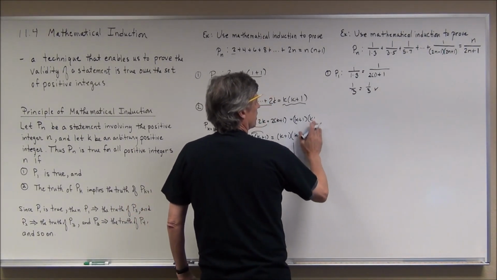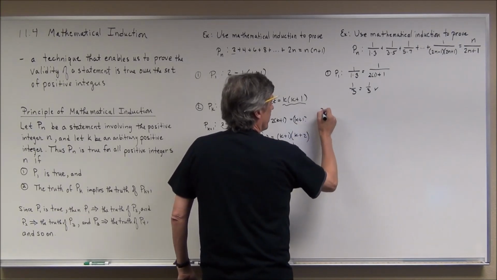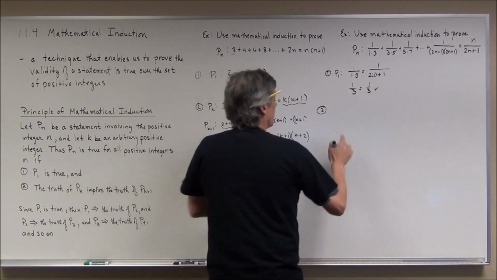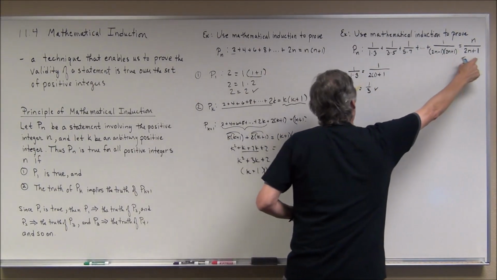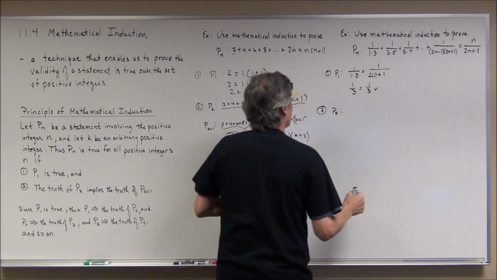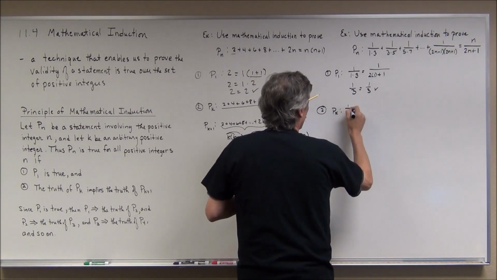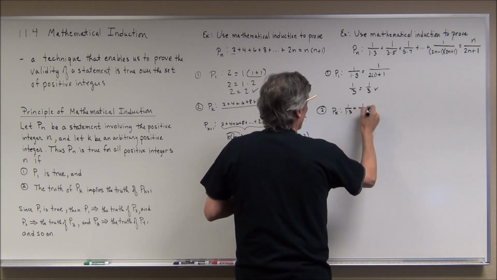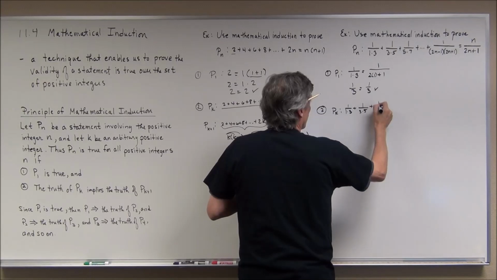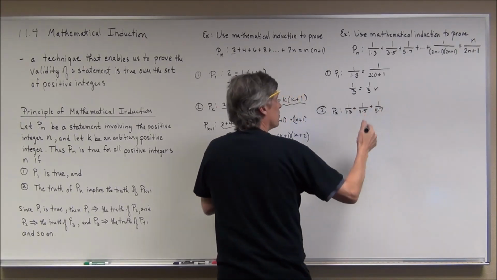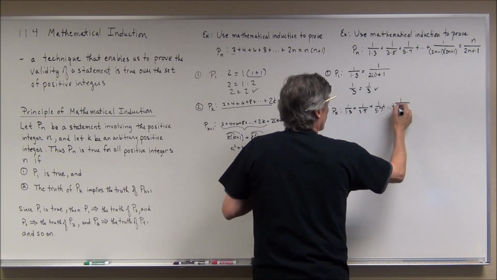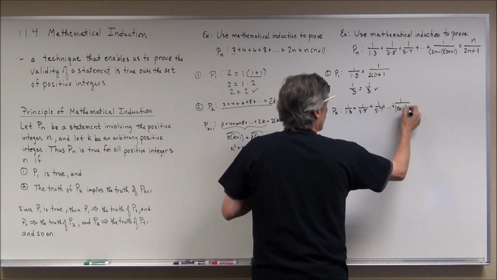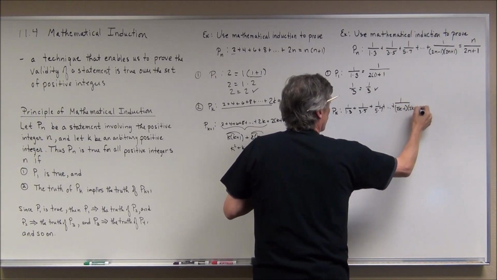Now the next step is usually the one that has a little bit more to it. I'm going to clear this out a little bit. And I have now P of k, which would be, follow this, written exactly the same except replace the n's with k's. And I have 1 over 1 times 3 plus 1 over 3 times 5 plus 1 over 5 times 7. I'm writing a little bit smaller so I can squeeze it in here. Plus 1 over, this would be 2k minus 1 times 2k plus 1.